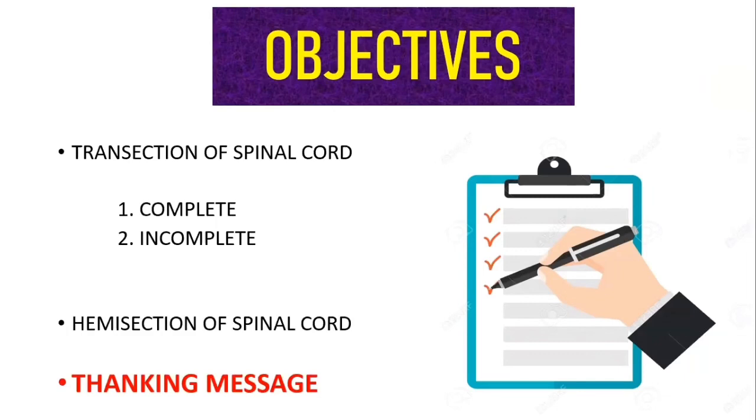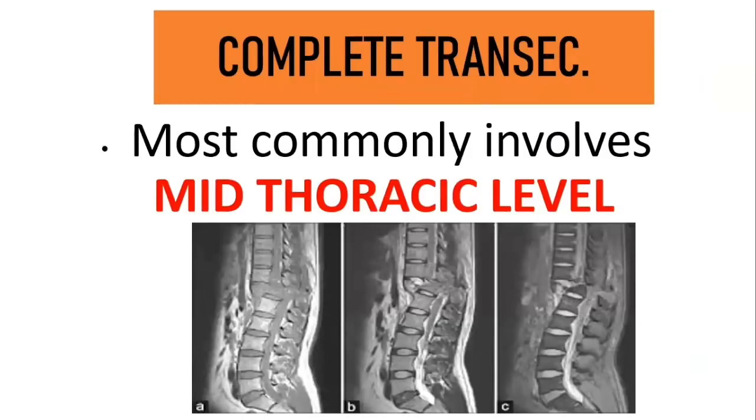I've already told you, transection is nothing but a tear of the spinal cord. If the entire spinal cord is torn, it is complete. If only some part is torn, it is an incomplete transection. For complete transection, the most common site is the mid-thoracic level, in the range of T5, T6. Just a theoretical point: it most commonly involves the mid-thoracic level.